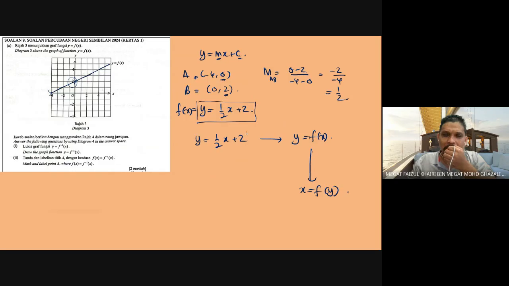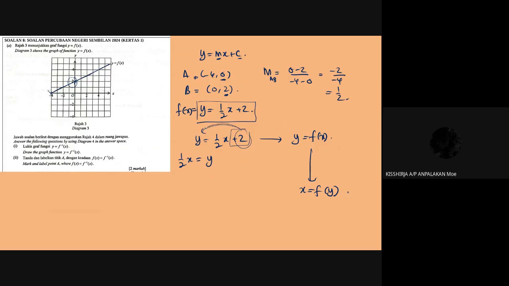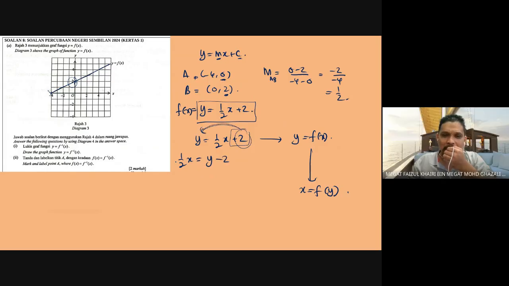So now bring the two up with the y here. So 1 over 2 x equals y. Bring the 2 over here, minus 2, joining y: y minus 2. And then multiply by 2. 2 on the left side, multiply by 2 also on the other side. So 2 divided by 2 equals 1 times x equals x.